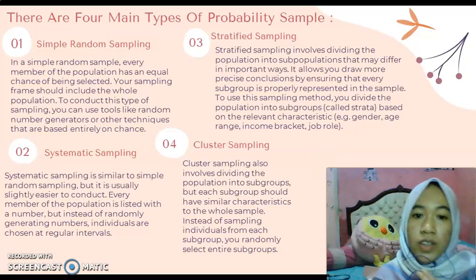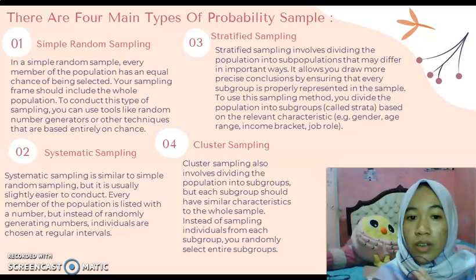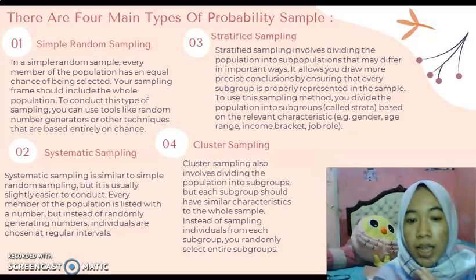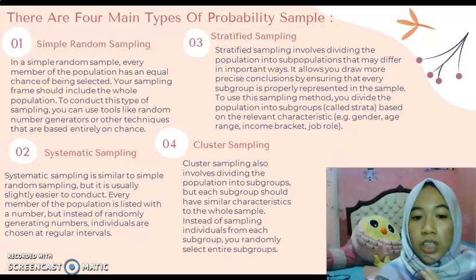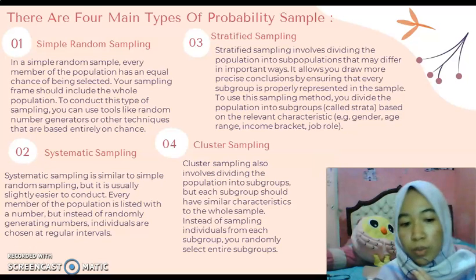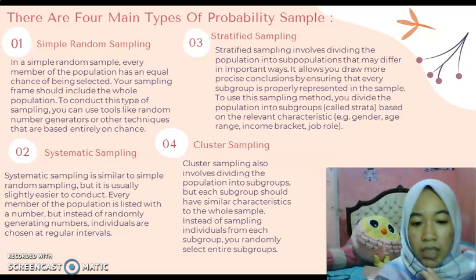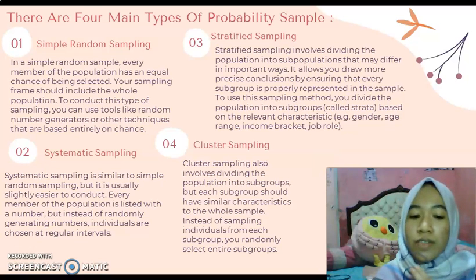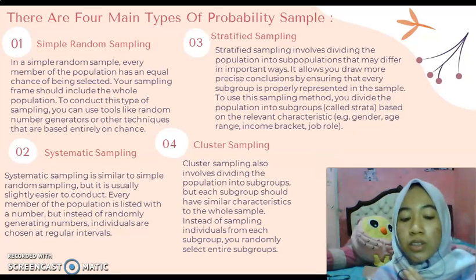And next, cluster sampling. Cluster sampling also involves dividing the population into subgroups, but each subgroup should have similar characteristics to the whole sample. Instead of sampling individuals from each subgroup, you randomly select entire subgroups. For example, the company has offices in 10 cities across the country. You don't have the capacity to travel to every office to collect your data. You just use random sampling to select 3 offices. Those are your clusters.